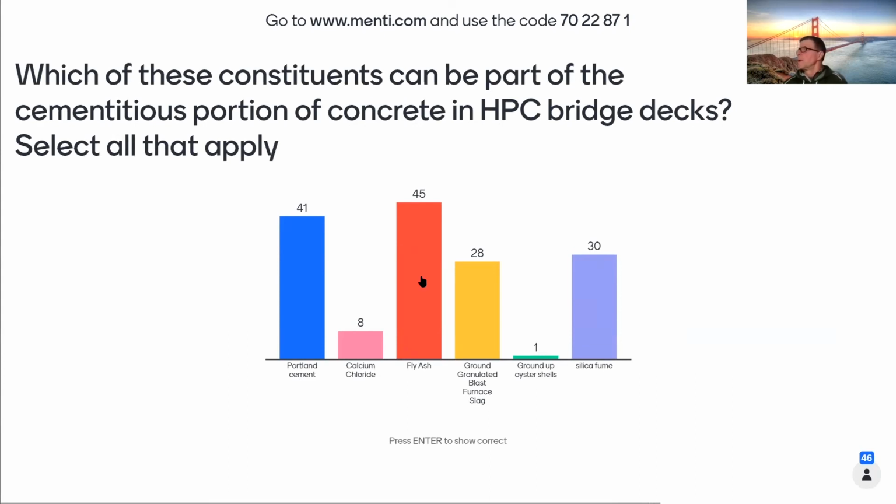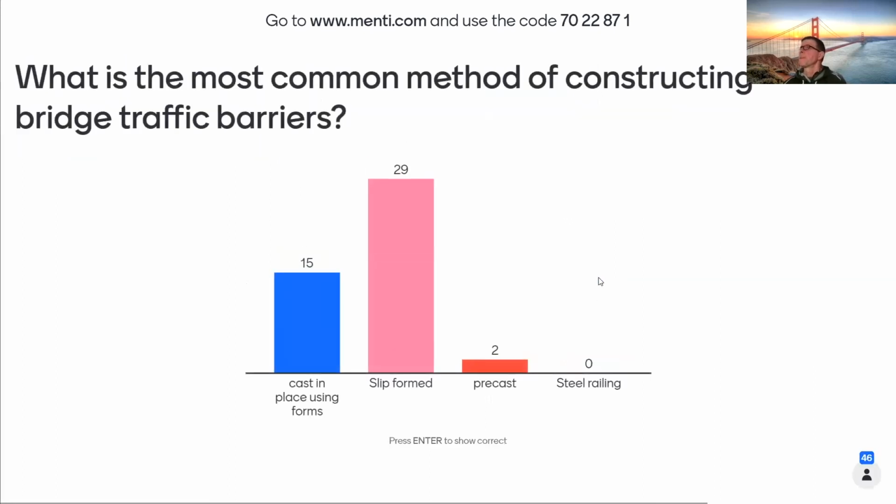Oftentimes fly ash is a product that's used, as well as ground granulated slag. And then silica fume is lastly the one. So Roundup oyster shells, no. So of this chart, those four main bars are the ones that can be utilized.